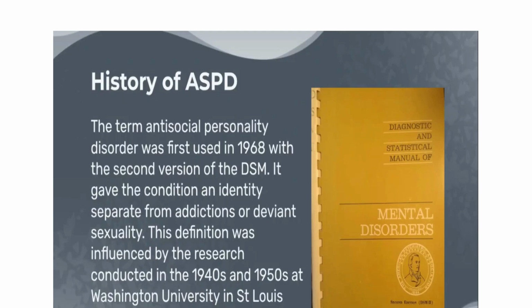History of ASPD. The term antisocial personality disorder was first used in 1968 with the second version of the DSM. It gave the condition an identity to separate it from addictions or deviant sexuality. This definition was influenced by the research conducted in the 1940s and 1950s at Washington University in St. Louis and Harvard University.